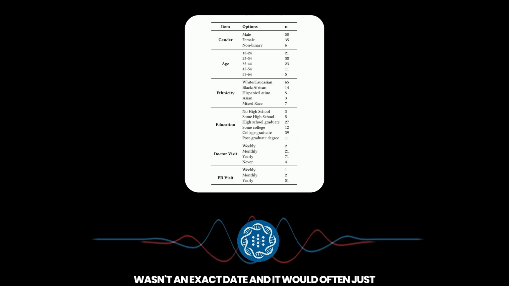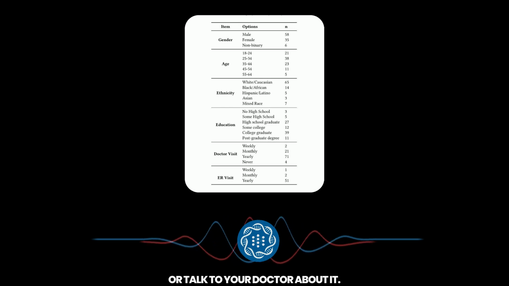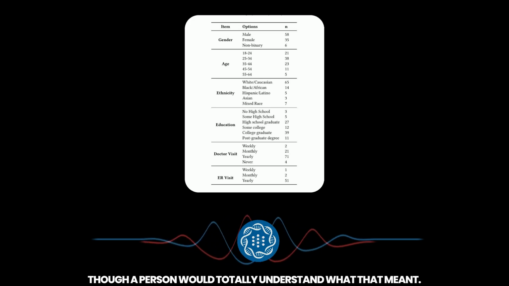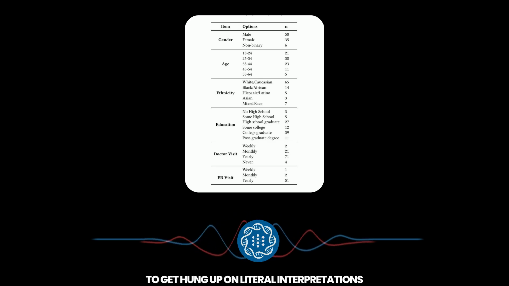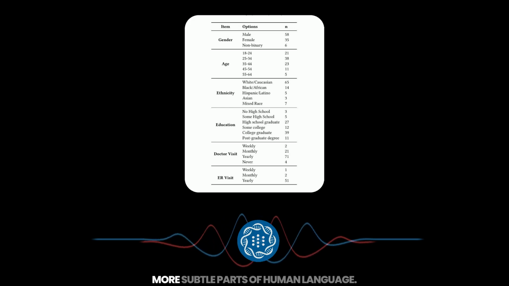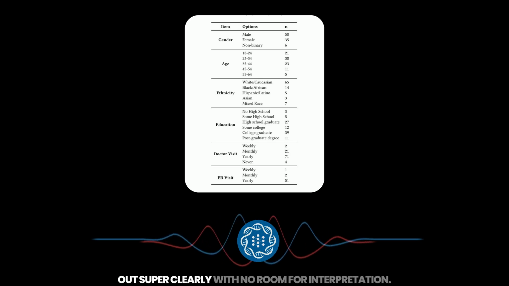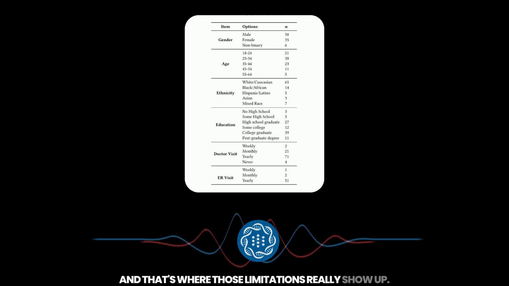And it would often just give a super vague answer like, it's unspecified, or talk to your doctor about it. So it was afraid to make any assumptions, even though a person would totally understand what that meant. Exactly. It just highlights how the LLM tends to get hung up on literal interpretations and has trouble with those more subtle parts of human language. It's like it needs everything spelled out super clearly with no room for interpretation. Yeah, kind of like that. And that's where those limitations really show up.